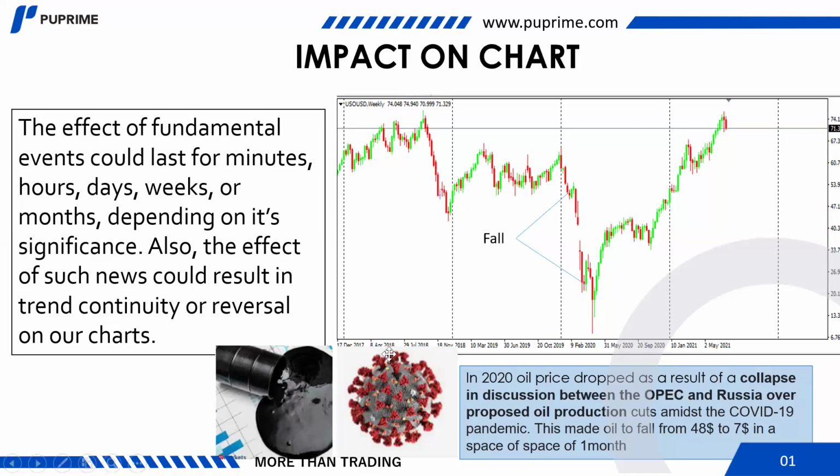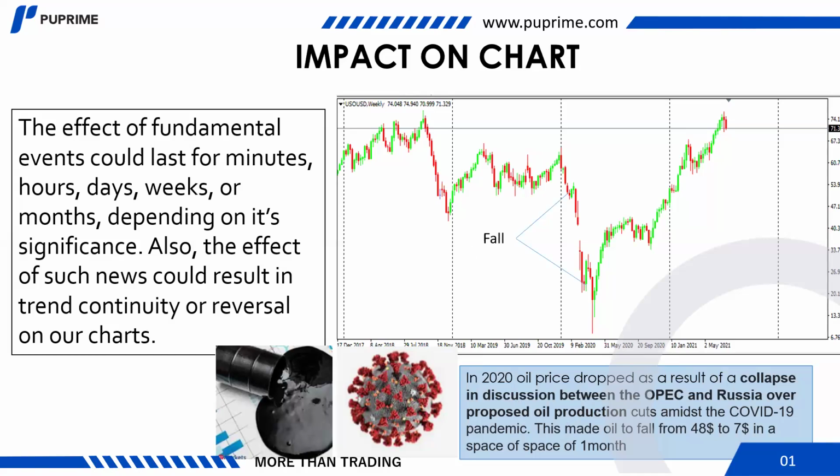Now, we'll look at the screen. We can see this diagram here. We can see the chart. And the writing below says, in 2020, oil price dropped as a result of a collapse in discussion between OPEC and Russia over proposed oil production cuts amidst the COVID-19 pandemic. This made crude oil drop from $48 per barrel to $7 per barrel in a space of 1 month.